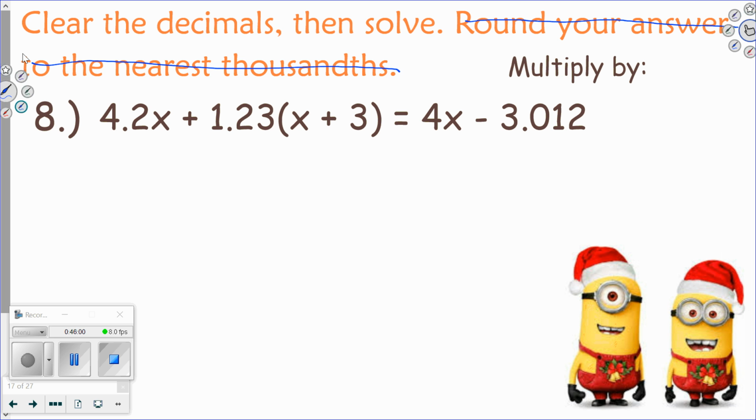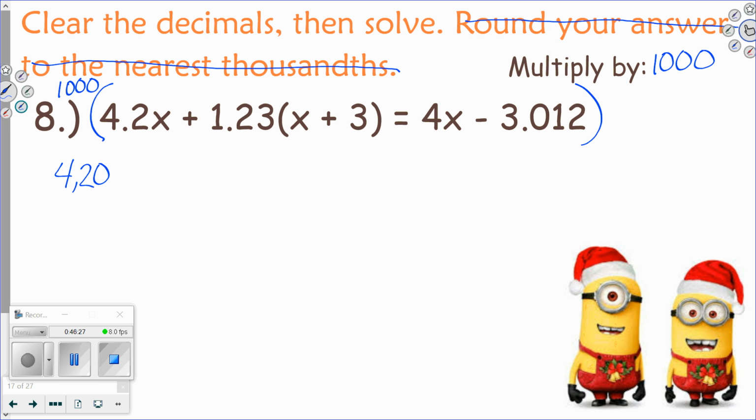1,000. Yep. This has 1 digit, 2, nothing, and 3. So the biggest one is 3. So that means it's 1,000. It has 3 zeros on it. So we're going to multiply this entire problem by 1,000. So 1,000 times 4.2. Good.